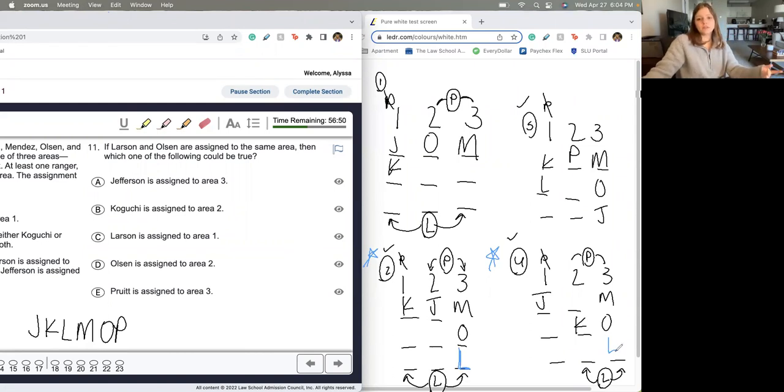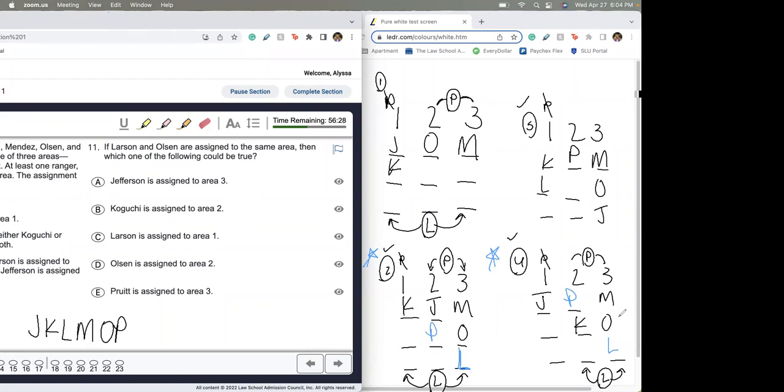Now, before I even go into the answer choices, I can actually do a little bit more work because if P is flipping between 2 and 3, I now have no more spots in 3 for P. So that means that P is going to be forced to go into that second spot. So I can actually have complete diagrams to answer this question, which is kind of nice.